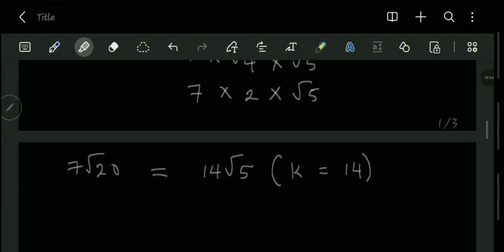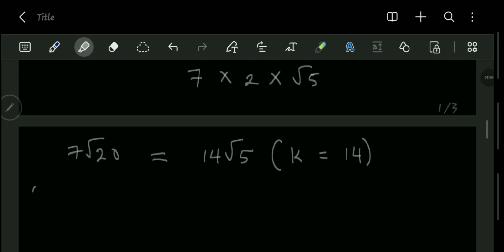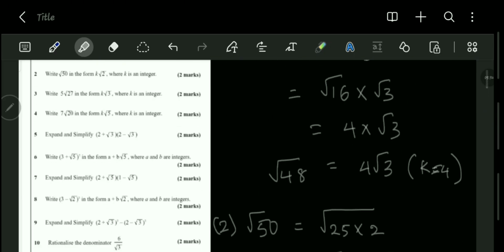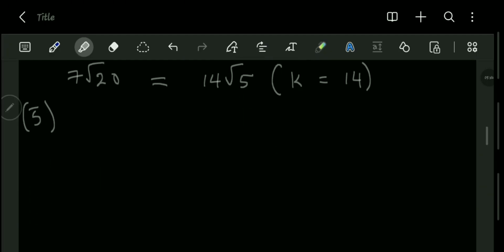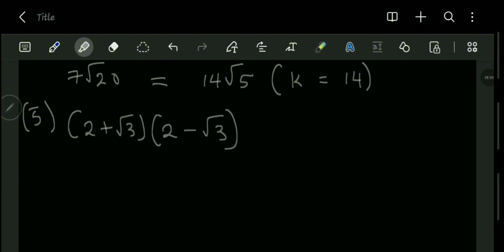And then for question 5, we are told to expand and simplify 2 plus surd 3 in a bracket and 2 minus surd 3. So what we have to do is simple, right?